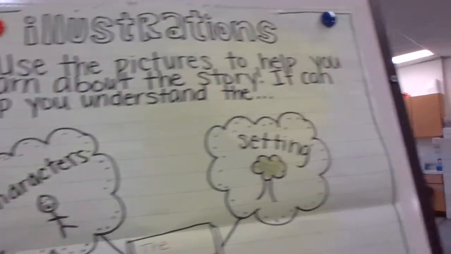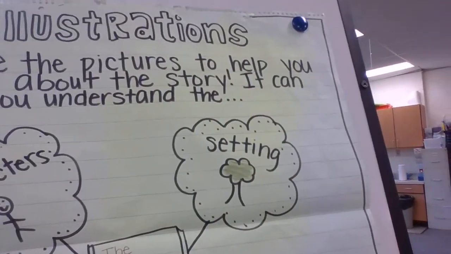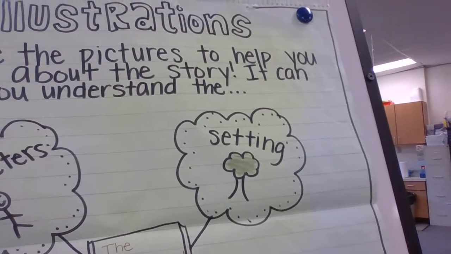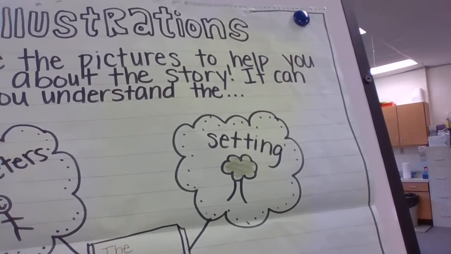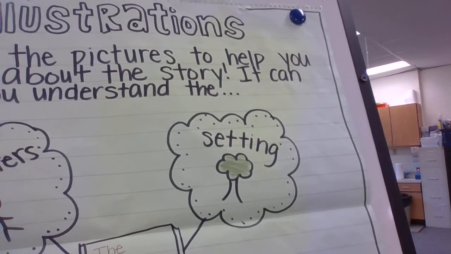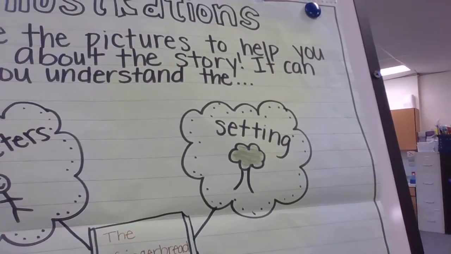Then we have our setting. The pictures can show where a story takes place, and they can also give us clues to when it takes place. Do you see the sun, the moon, snow, falling leaves? The text can also tell us through words where and when the story takes place. So make sure you're looking for that when you read a fictional story.